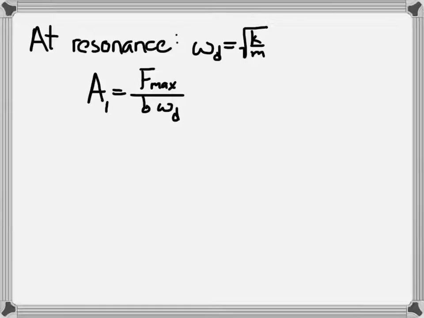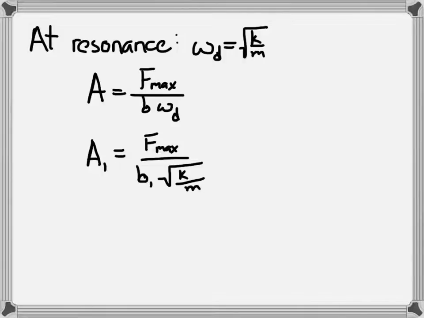That's the situation I started off with, when we have spring constant K, mass M, and B1. So the first situation is A1 equals F max over B1 times the square root of K over M. I just plugged in what omega d would be.